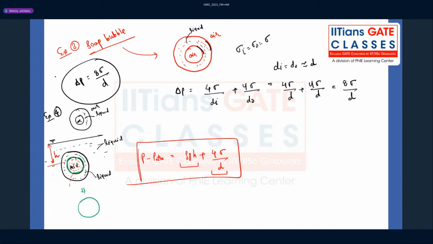Now in the second case, when I place it inside the liquid, this air will still be there. But this interface, which I am denoting by blue color here, will be gone, because now this liquid and this liquid are miscible with each other. They are not immiscible. So that will make only a single interface. That's why it is not 8 sigma by d, it will be 4 sigma by d, right?